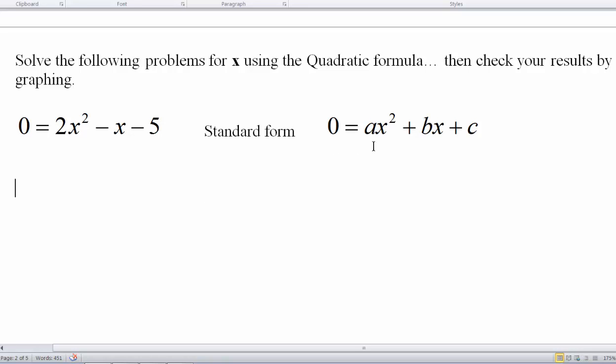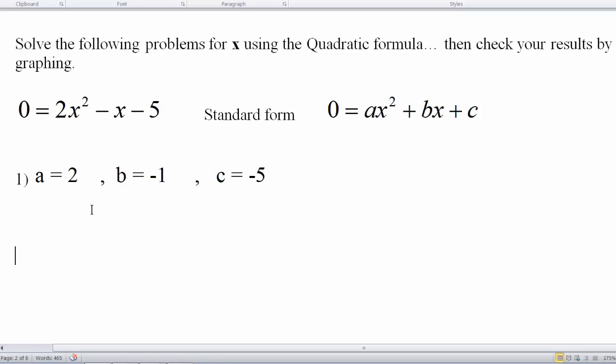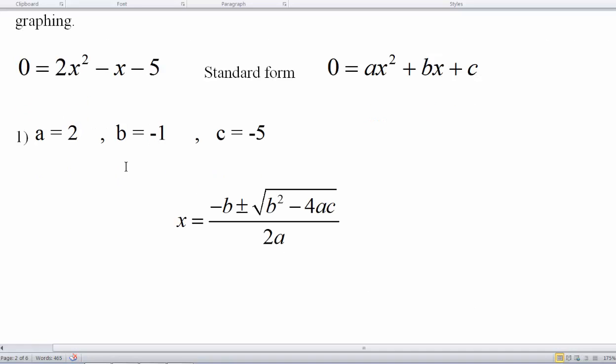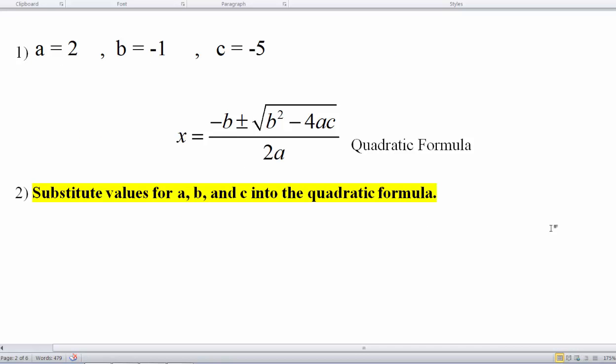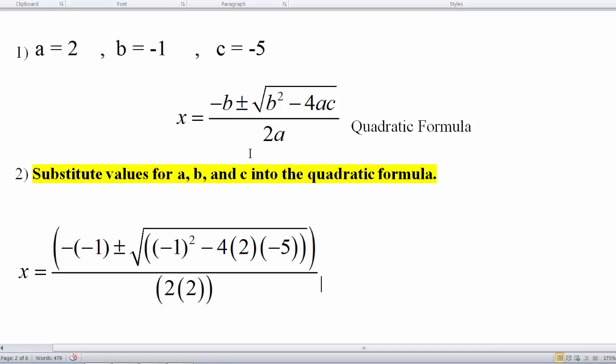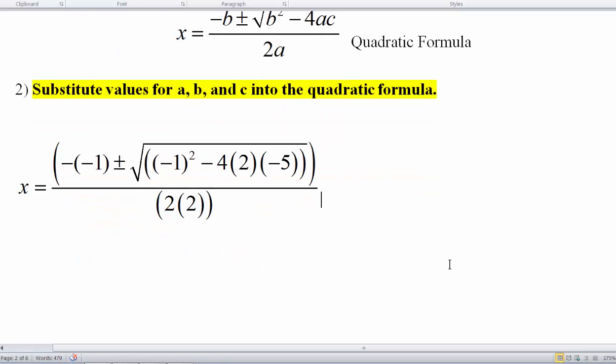Again, this is what our standard form looks like. Here we've identified our a, our b is -1, and our c is -5. And we're going to substitute these values for a, b, and c into our quadratic formula. So once we substitute our values, we have something that looks like this. And now we're going to want to enter this into our calculator just the way it's written.